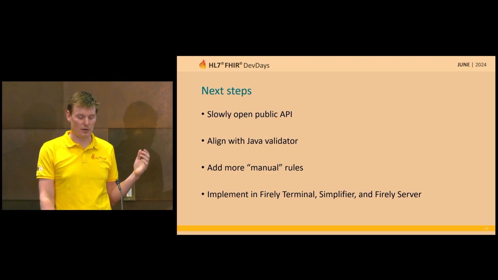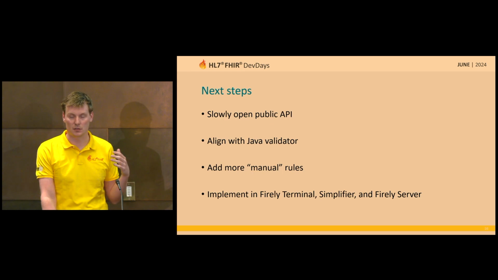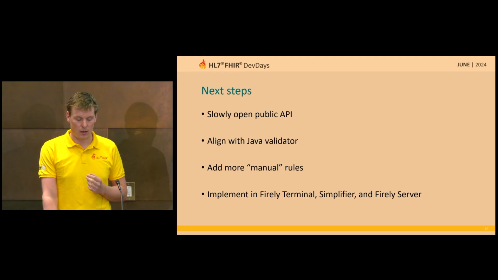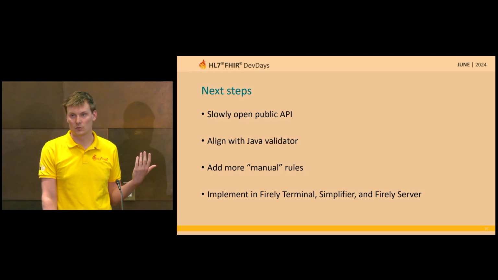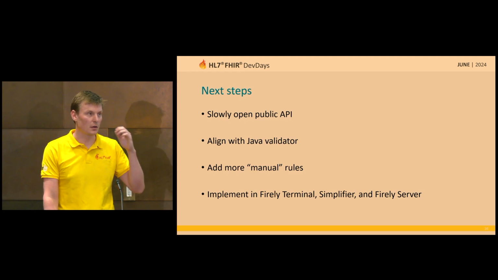We want to align with the Java validator more. We want to add more manual rules next to everything that's defined in structure definition ourselves. I think in the next couple of months, we're going to implement this in FHIR Terminal, in our tools, in Simplifier and in FHIR Server, because they still use the older validators. And we're going to take our time to implement it there and make sure it runs well.